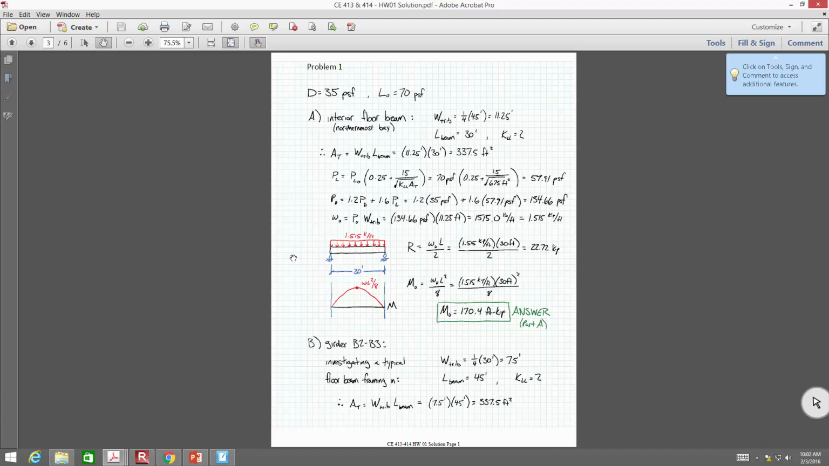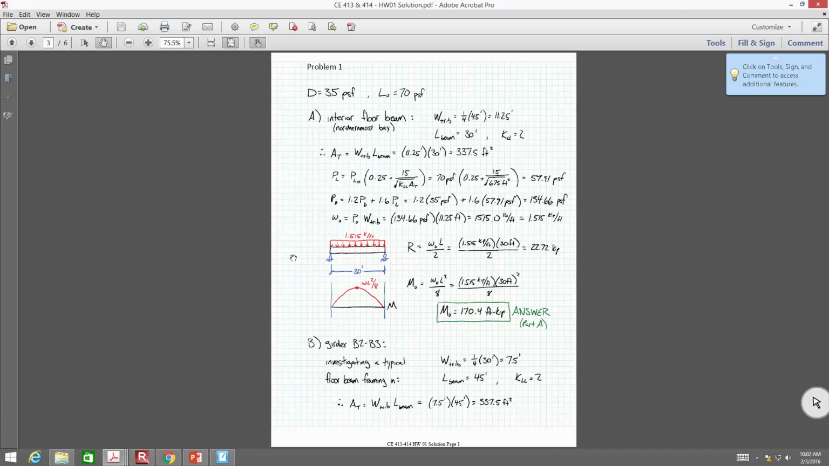So for problem one, given that dead load and that live load, the first thing that I did was go through the tributary area and live load reduction calcs. For that beam, the tributary width is just 1/4 of the base spacing, because the beams were at quarter points, so about 11.25 feet. The beam's 30 foot long, and since it's a beam, its live load element factor is 2. So you can calculate its tributary area as just that width times the beam length, comes out to about 337 square feet. And from there you can do live load reduction, so that 70 PSF turns into about 58 PSF.